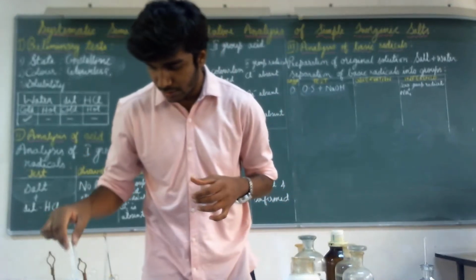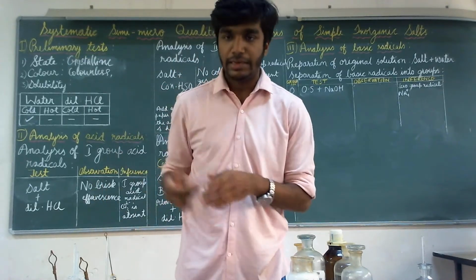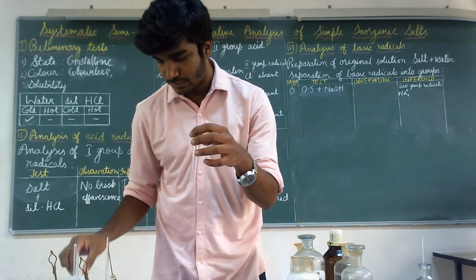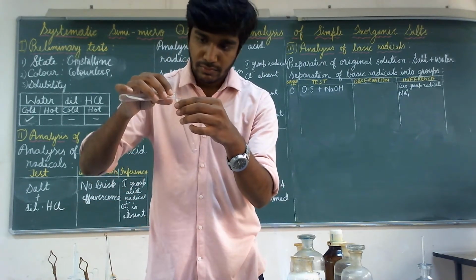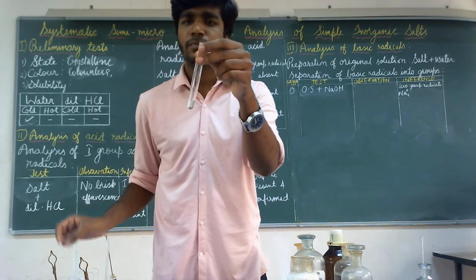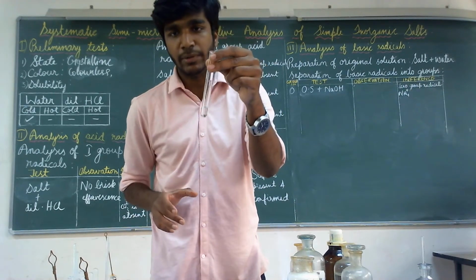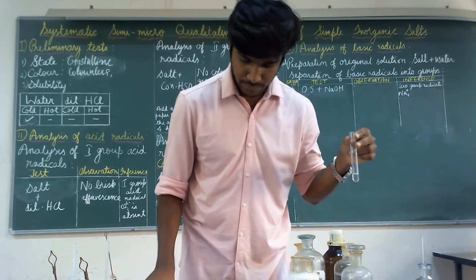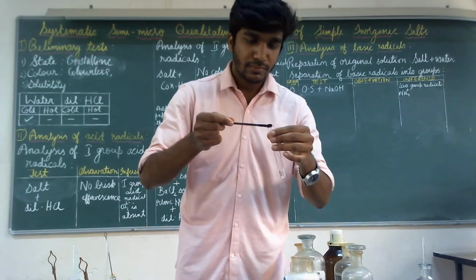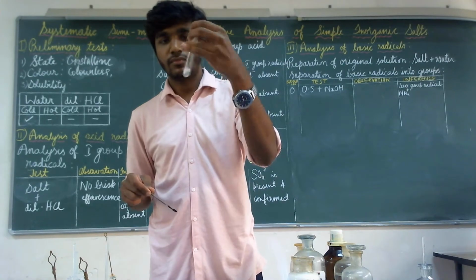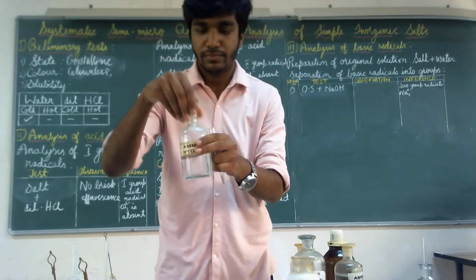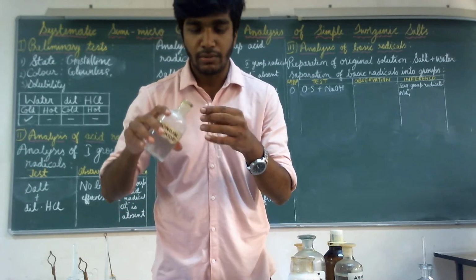So take a test tube, take small quantity of original solution in this. To this, add NH4Cl, NH4OH and ammonium carbonate solution. So NH4Cl solid, NH4OH, ammonium hydroxide, and you also add ammonium carbonate.